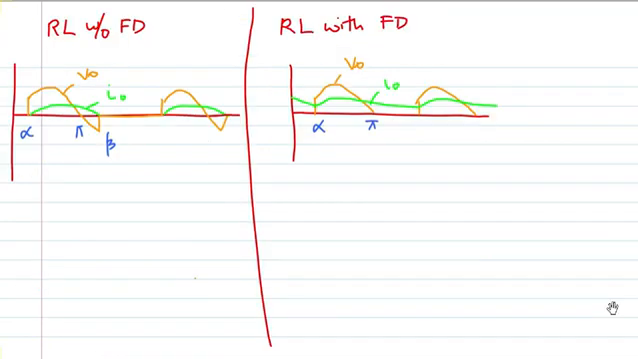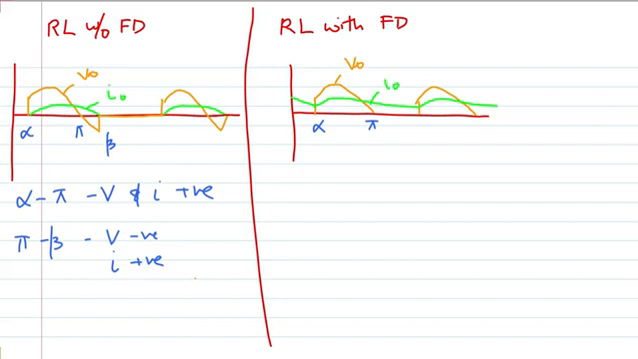Now we are going to compare the power which is consumed by a half-wave controlled rectifier with R load without freewheeling diode and with the freewheeling diode. So here you can observe that from alpha to pi, your voltage and current both are positive. From pi to beta, your voltage is negative and your current I is positive.